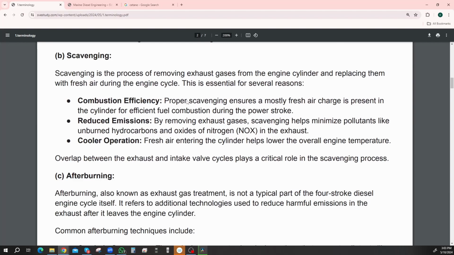Number 2 was scavenging. Scavenging is the process of removing exhaust gases from the engine cycle cylinder and replacing them with fresh air during the engine cycle. This is essential for several reasons. The combustion efficiency: proper scavenging ensures a mostly fresh air charge is present in the cylinder for efficient fuel combustion during the power stroke.